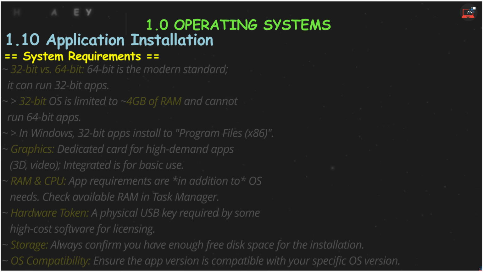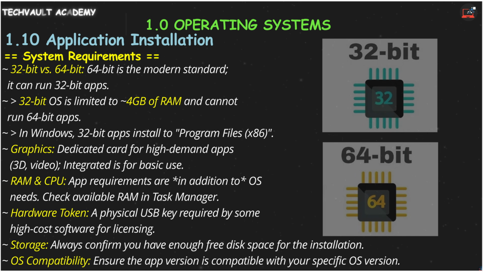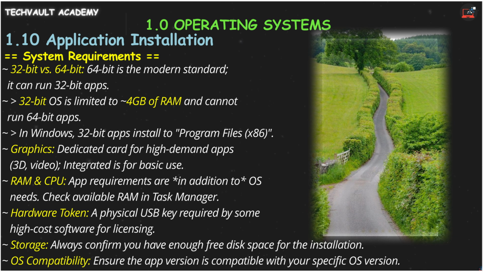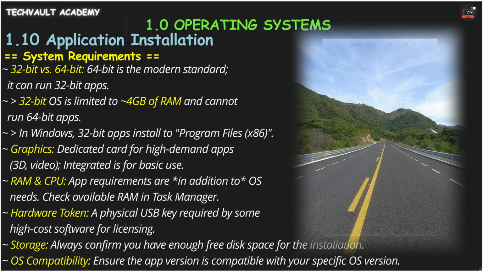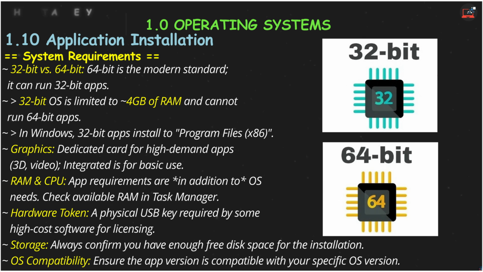First up is the architecture, 32-bit versus 64-bit. Think of it like a highway. A 32-bit OS is a country road that can only handle about 4 gigabytes of RAM. A 64-bit OS is a superhighway that can manage massive amounts of memory. A 64-bit system can run both 64-bit and 32-bit apps, but a 32-bit system cannot run 64-bit software. A quick mnemonic: in Windows, older 32-bit apps go into the folder with the extra characters, Program Files (x86).